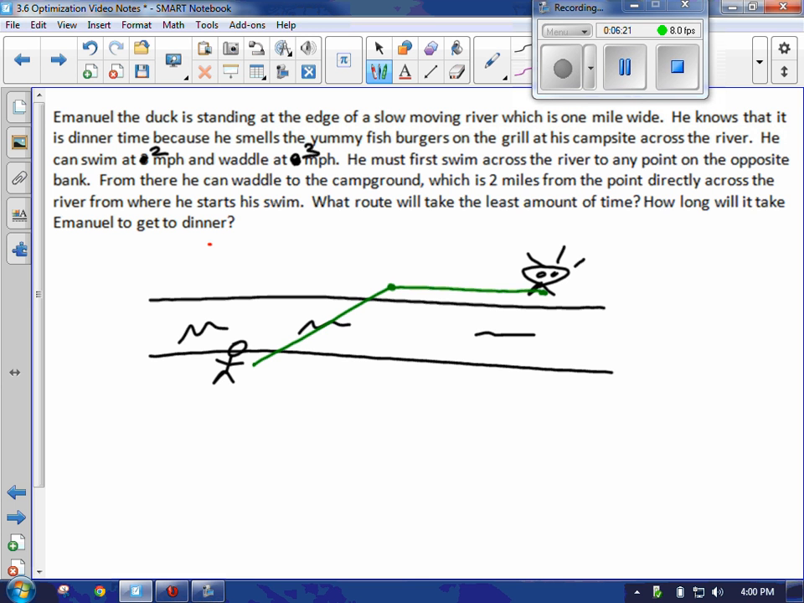of the way. All right, so we want to know what each of these distances are going to be so that we can minimize his time, so he can get there the fastest.